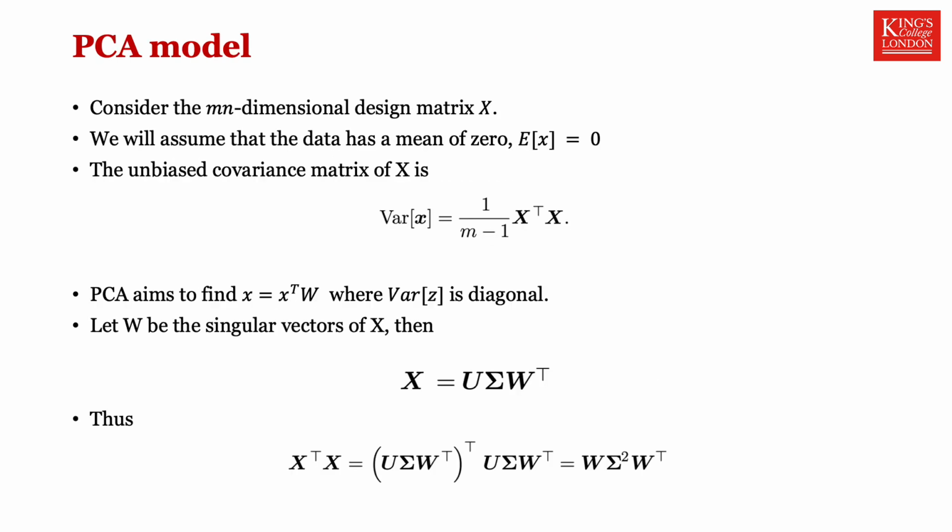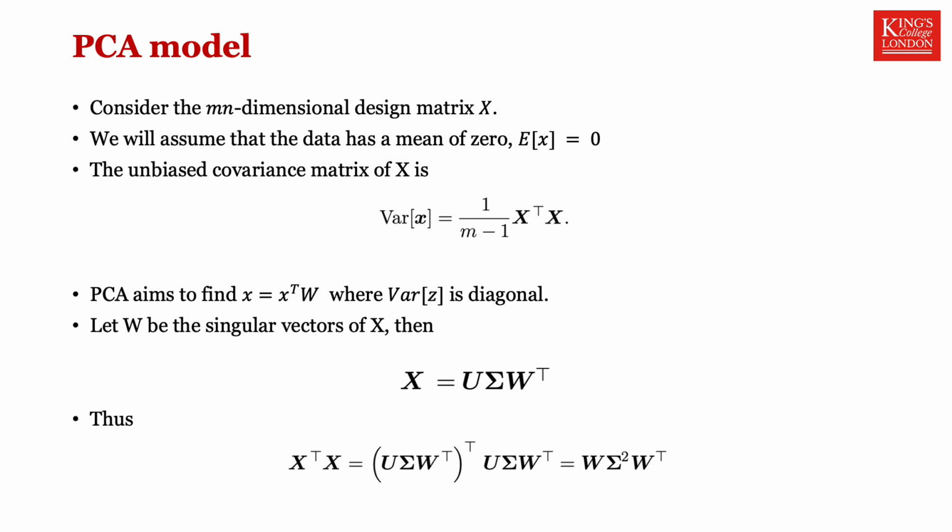So the PCA model considers that you start from an m by n dimensional space, which is a design matrix S. So it assumes that the data has a mean of 0. So the expectation of x is 0. This is achieved by demeaning the data before you do anything else with it. And it also assumes that you're going to estimate this unbiased covariance matrix of S given the equation that you see below, which is basically doing 1 over m minus 1 x transpose x. This is the standard equation for variance and is the unbiased estimator.